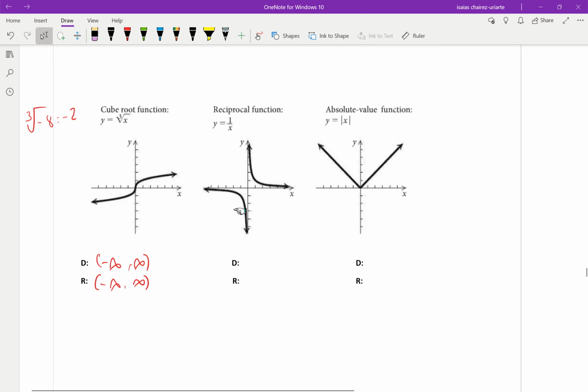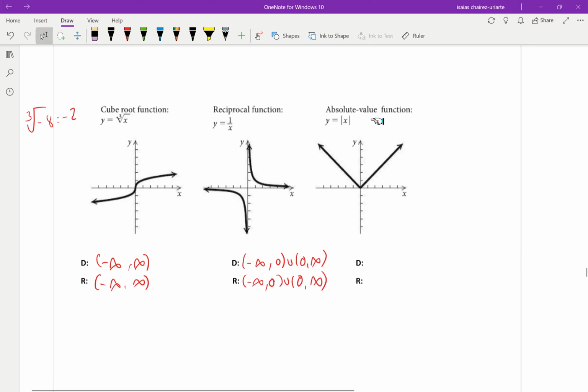So the domain then is from negative infinity to 0, not including 0, and then from 0 to positive infinity with a union in between. The range is similar. If you notice, from how far down to how far up does it go? Well, my graph keeps on going down forever, but my graph never crosses the x-axis. The x-axis is a horizontal asymptote of my graph. So the range is going to be from negative infinity to 0, union 0 to positive infinity.